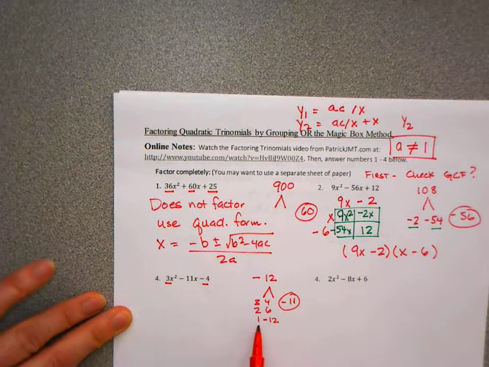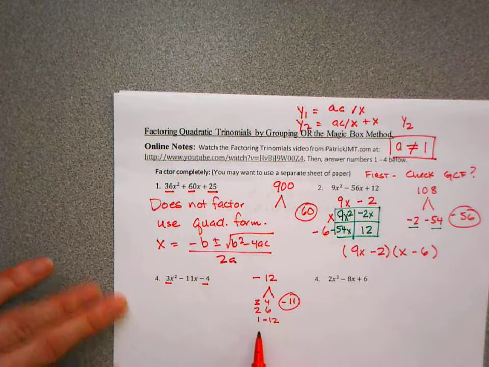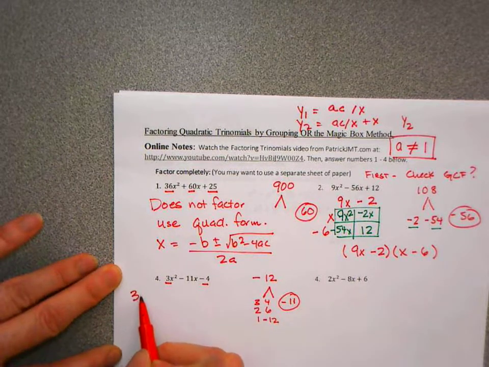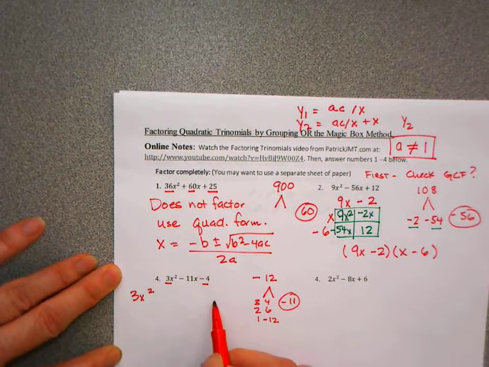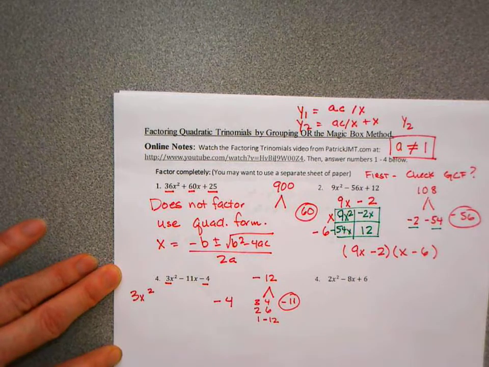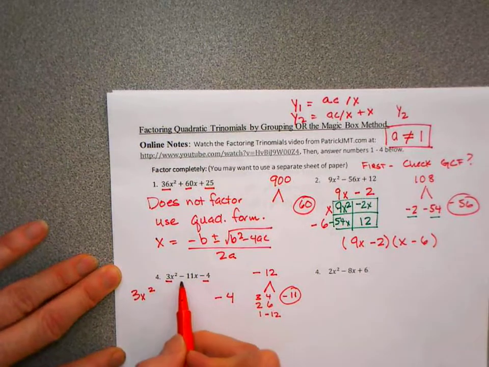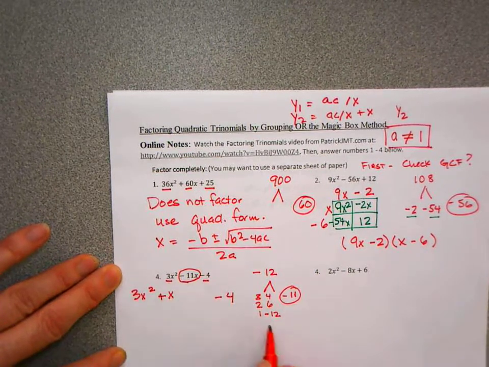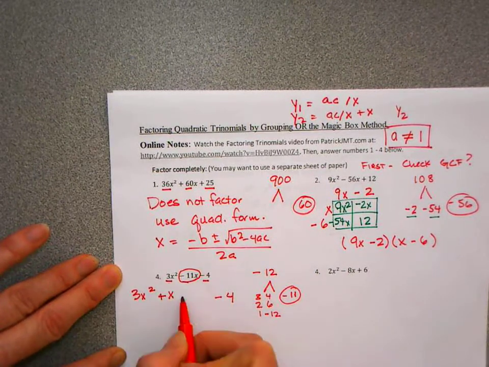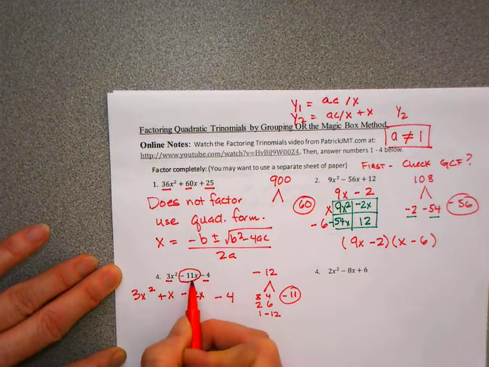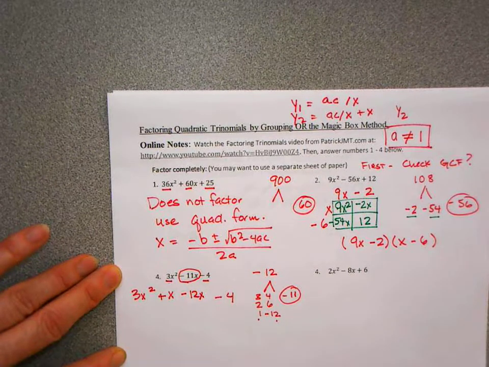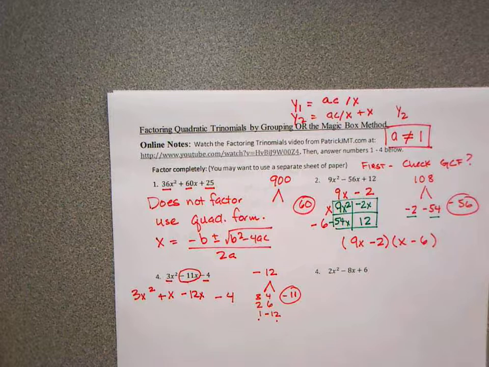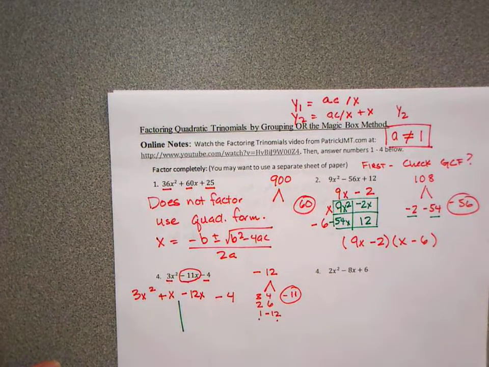I could, but I'm going to use grouping instead. What I do is I keep the outer term and I keep the last term, the first and the last term. I replace negative 11x with plus x, one factor, 1x, and then negative 12x. So I replace the negative 11x with these two factors, times x. Then I make two groups. And I factor the two groups.